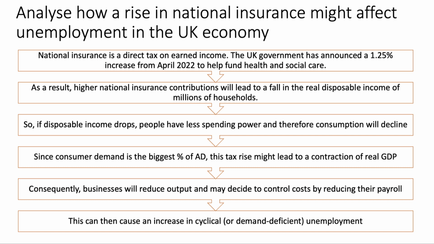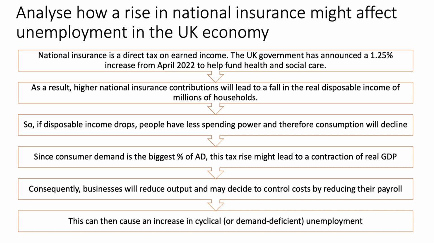So here we go. I'm going to build two chains of reasoning for you. And here's the first one. National insurance is a direct tax on earned income. A nice definition there. The UK government has announced a 1.25 percentage point increase in national insurance from April 2022 to help fund health and social care. As a result, higher national insurance contributions will lead to a fall in the real disposable income of millions of households. So a direct tax goes up, your disposable income in real terms will go down.